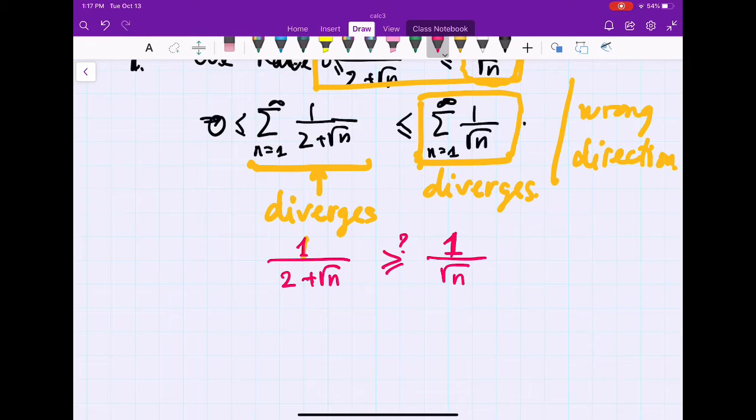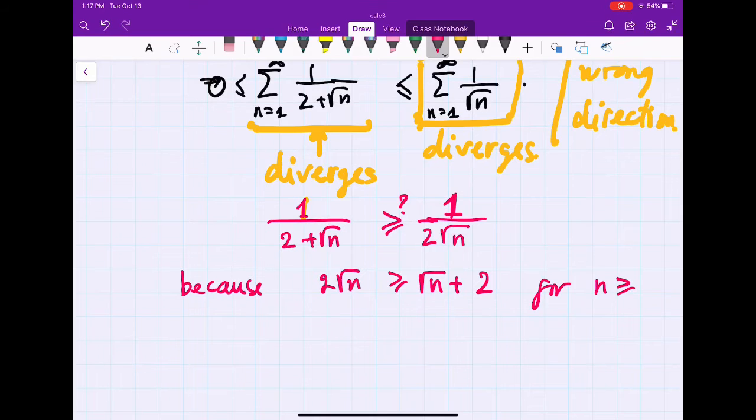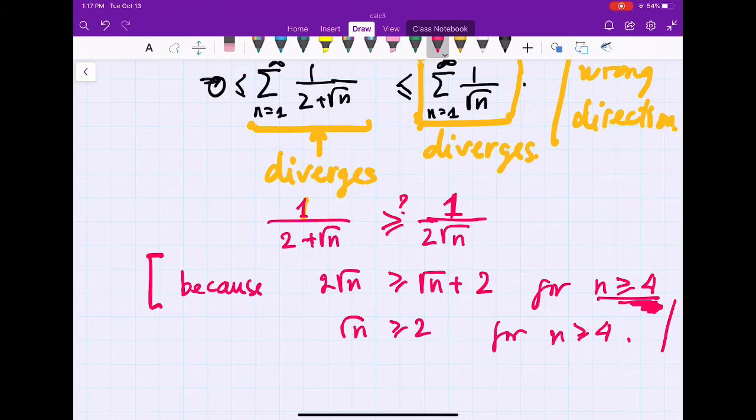So you may use 2. How about that? Or 3. Let's say 2, right? Why? Because 2 square root of n is greater than square root of n plus 2 for n greater than or equal to 4. You see, you don't need it for any n, just start from a big enough number. So here you get square root of n greater than 2 for n greater than or equal to 4. That means this inequality is true.